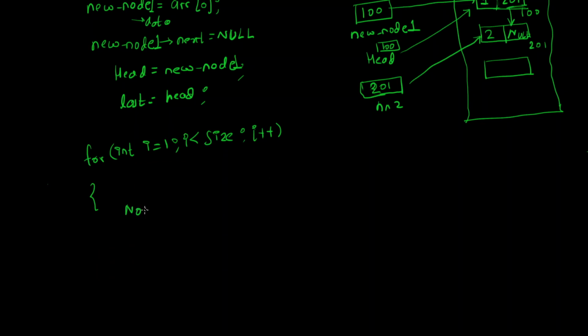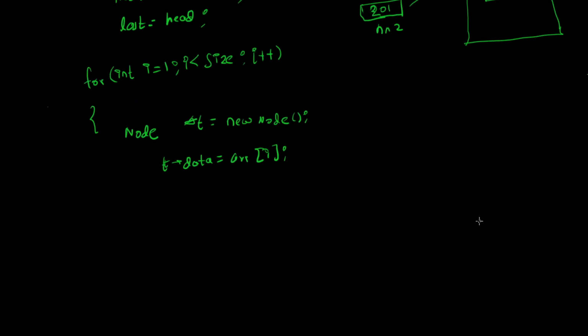So node, let's say this is t, star t, new again, new keyword, node, close. Let's put in the data of this, data. This will be the ith element, and then if this is the last node, obviously how we are going to show that is, t's next should point to null. We have created a node, right?